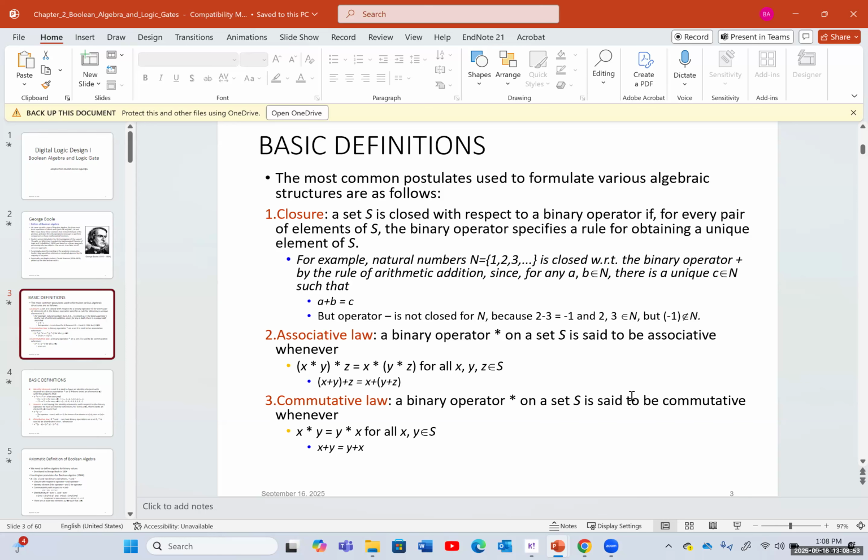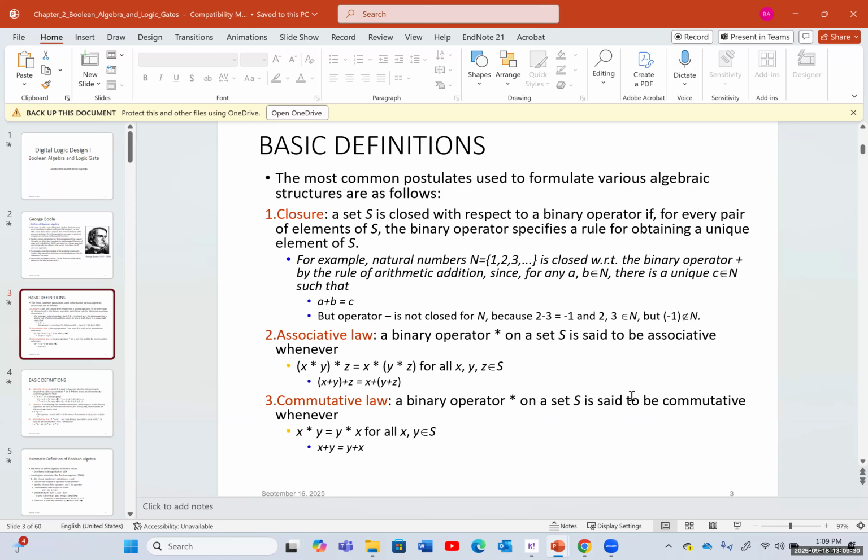So for example, we have natural numbers, N equal to 1, 2, 3, etc. It's closed with respect to the binary operator plus, by the rule of arithmetic addition, since for any A and B belonging to N, there is a unique C that belongs also to N, such that A plus B is equal to C. But obviously the subtraction operation is not closed, because if I subtract 5 from 4, 4 minus 5, we have -1, and it's not a part of the natural numbers.